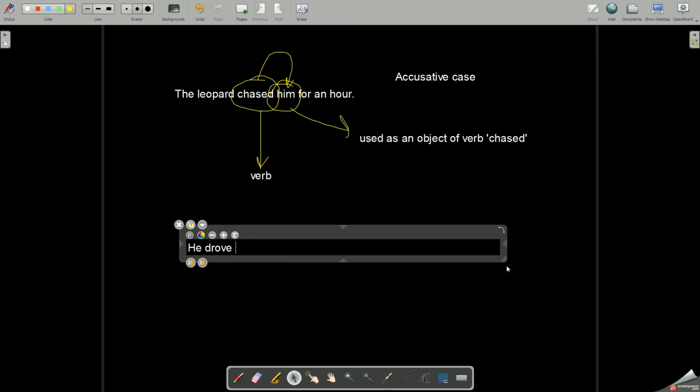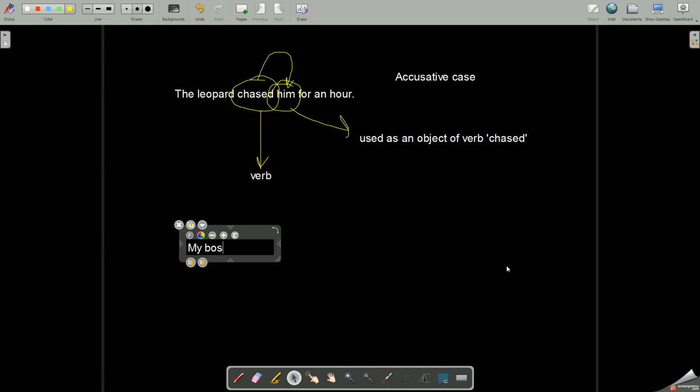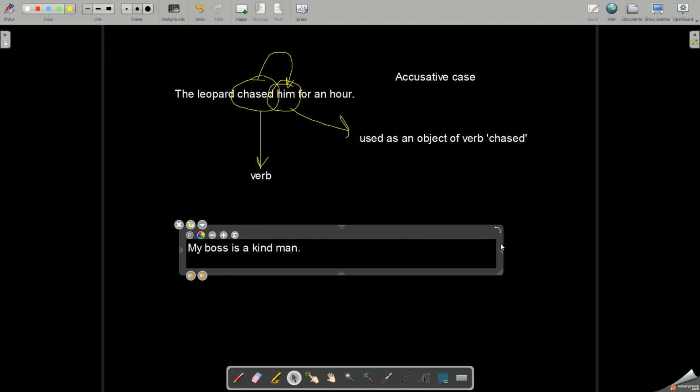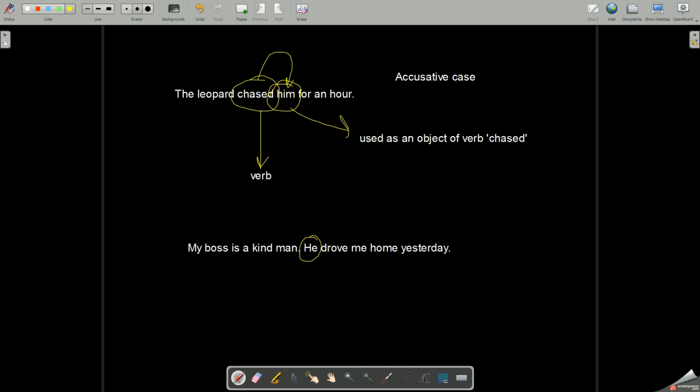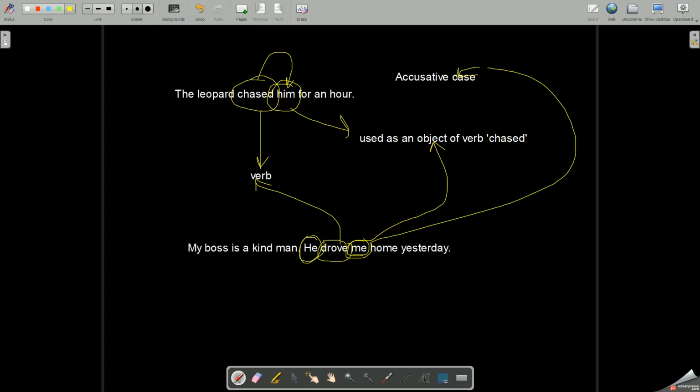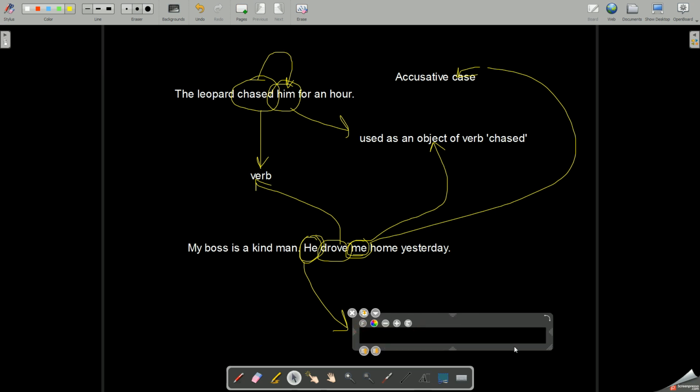My boss is a kind man. He drove me home. He is a pronoun, and drove me home. Drove is the verb, and me over here is being used as an object. So me is in the accusative case, whereas he is in the nominative case because it is being used as subject of the verb.